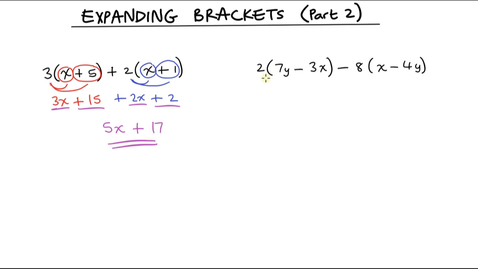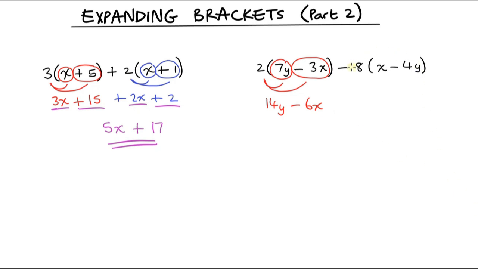Okay, let's take a look at our second example now. And this one is slightly trickier because we've got some negatives in here. But the process is exactly the same. So the first set of brackets, we're going to take our 2 and multiply that by the 7y. So 2 times 7y is 14y. And then we're going to multiply our 2 by the negative 3x. So always remember to include your sign. So 2 times negative 3x, that is going to be negative 6x.